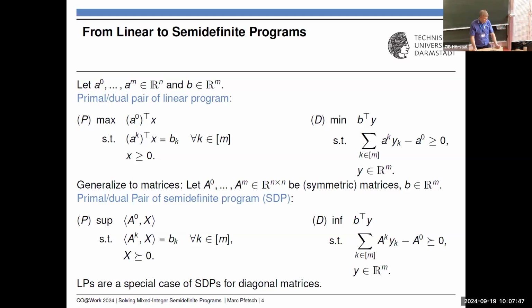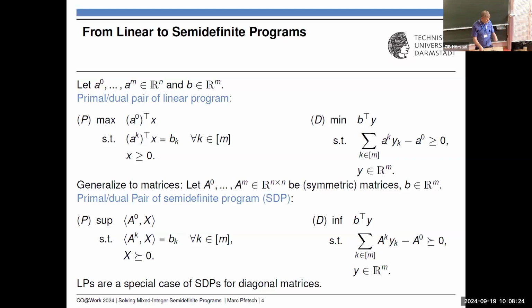Okay, and then the dual on the right-hand side looks similar to the dual in the linear programming case. So we are minimizing, again, B transpose times Y, so that actually stays the same. And then the constraints are, we take a linear combination of these matrices A1 up to AM with this vector Y, and then we subtract A naught, and this should not be greater or equal to 0, but positive semi-definite. Okay, and then Y is again an M vector.